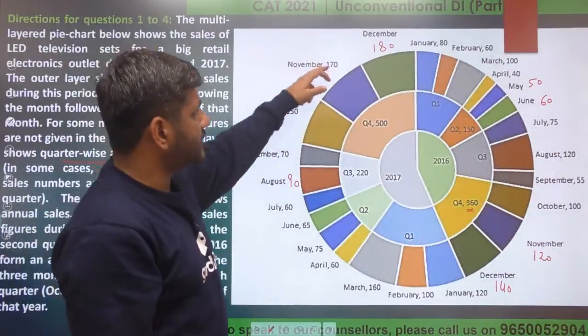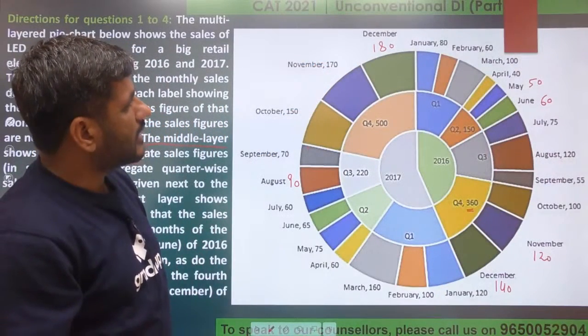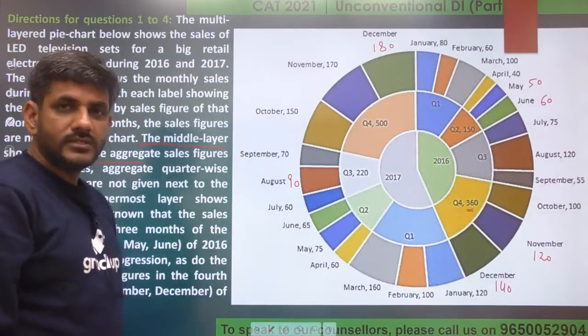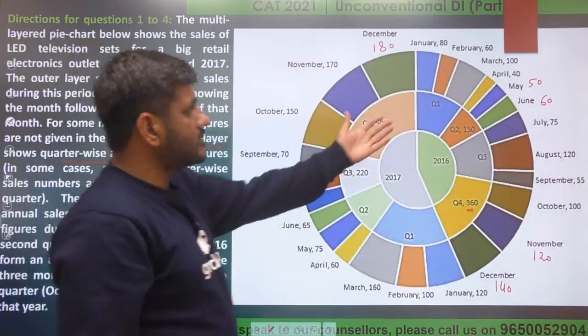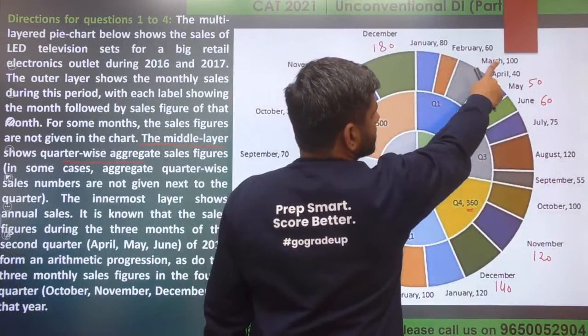500 minus 150 minus 170 is 180. Any other figure which is remaining? I hope all other figures are already given to us. We can even calculate the quarter wise figures now. For example, quarter 1, January 80, February 60, March 100.